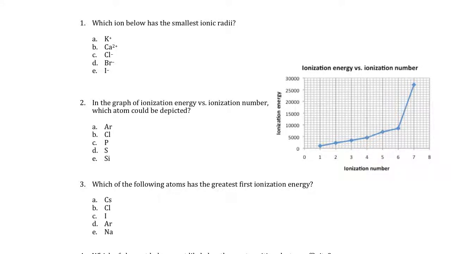Hello and welcome. These are the solutions to quiz 35. So which ion below has the smallest ionic radius?